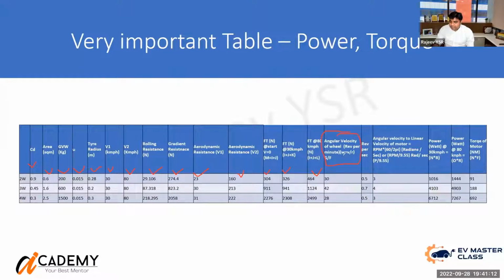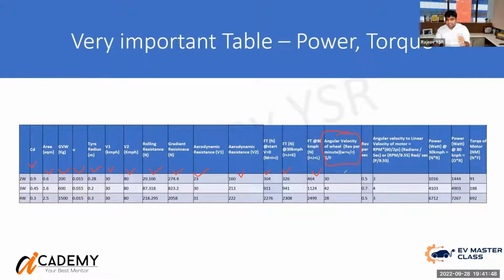Then we also got the angular velocity of the wheel. Angular velocity is nothing but V by R. Again, this V, 30 kilometers per hour, you have to convert into meters per second. Very simple. 1 kilometer equals 1000 meters, and 1 hour equals 60 minutes into 60 seconds. So 1000 by 3600, which is 10 by 36, or 1 by 3.6. That is how you convert kilometers per hour into meters per second.